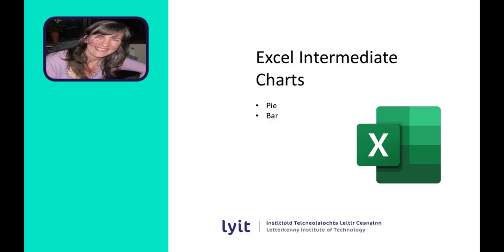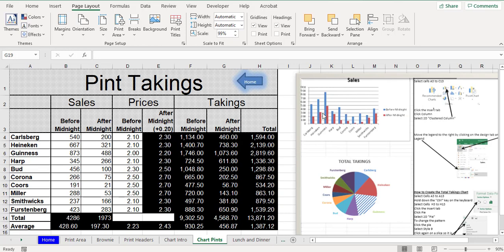Hi, just going to show you how to do some of these charts. Okay, so the first chart we want to make is this one here, the sales chart up here. So again, I've got to work out first of all what it is it's making the chart out of. So I can see it's going to be A3 down as far as C13.